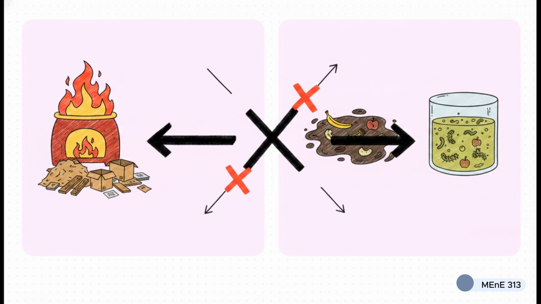You just cannot efficiently force a wet, sludgy waste into a gasifier. And you certainly can't feed dry, inorganic plastics to a tank full of bacteria. The feedstock properties make the decision for you.